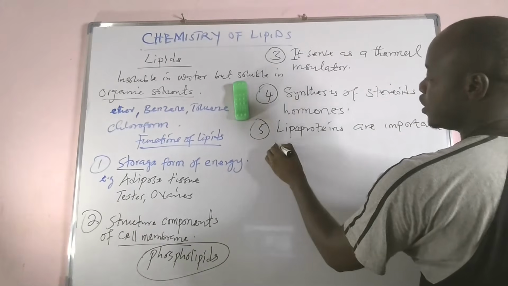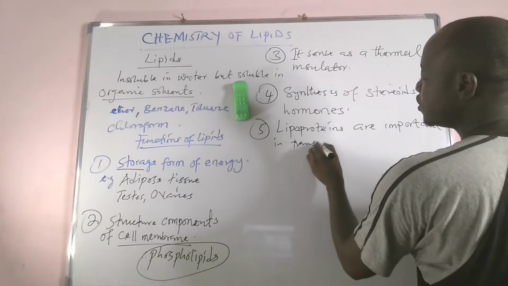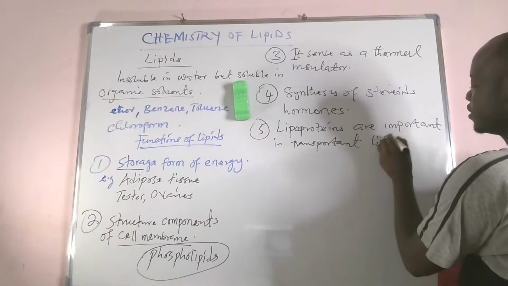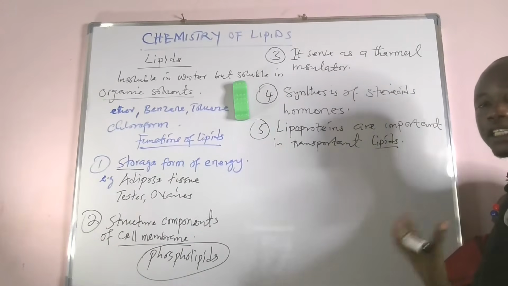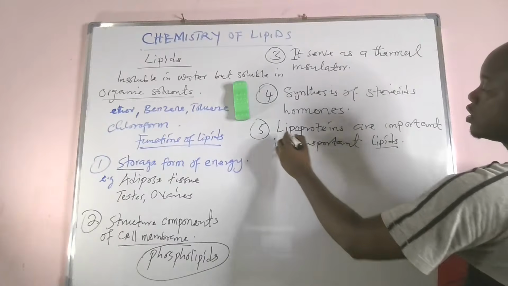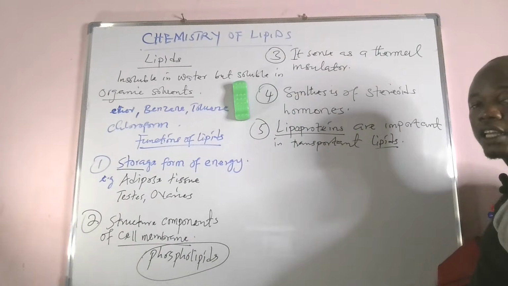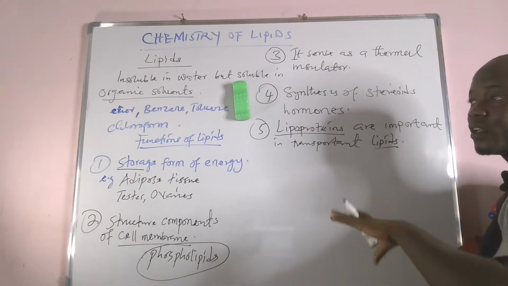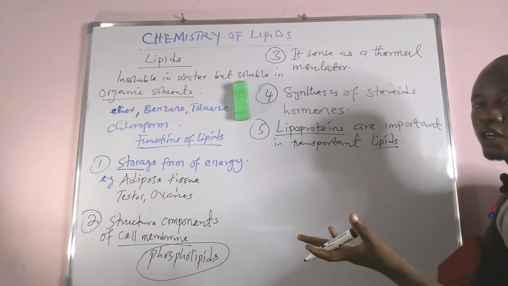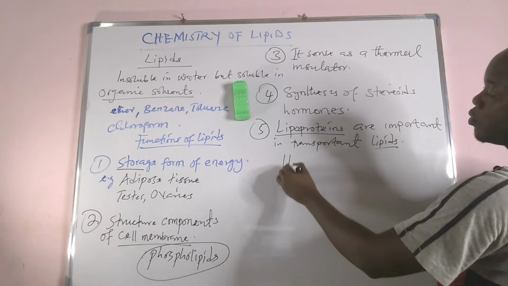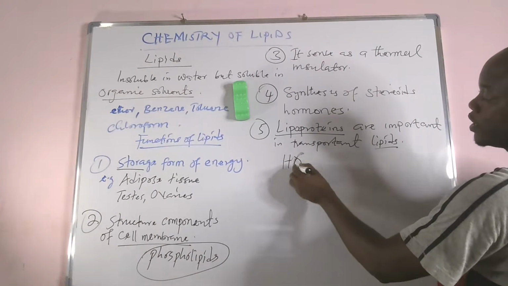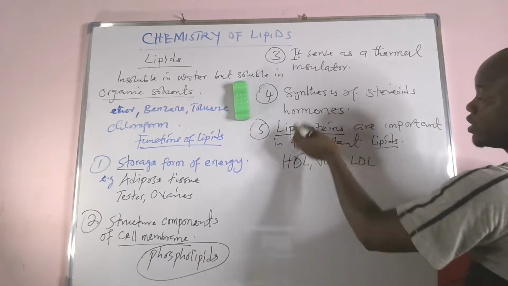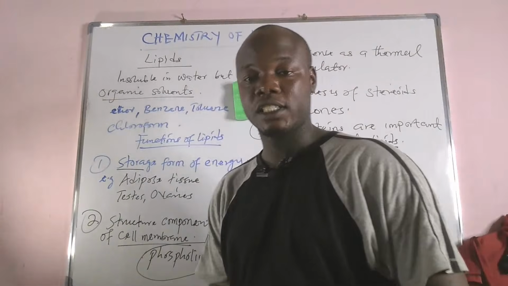Lipoproteins are important in transporting lipids. Usually when we digest and absorb lipid, it is this class of lipoproteins that helps in transporting the lipid from the small intestine to the target organs. Examples of these lipoproteins are HDL, VLDL, and LDL. So they also serve as transporters.